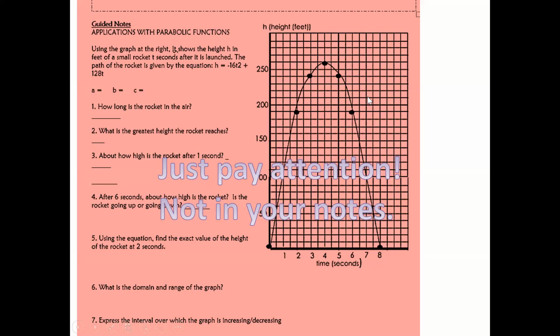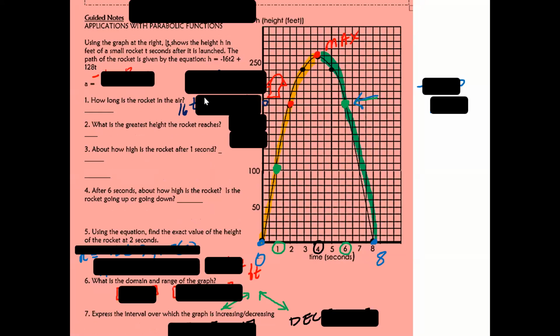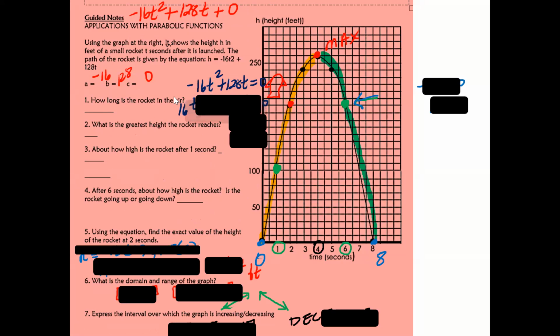Okay, so for this first example, what I want you guys to do is just pay attention as I go through this. Let's take a look at the questions here, okay? Use the graph to the right. It shows the height and age of a small rocket after t seconds after it is launched. Looking at this, if this is your equation, you know your A is -16, your B is 128, and your C is 0, okay? A, B, and C.